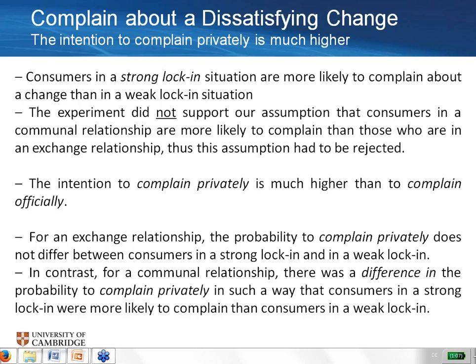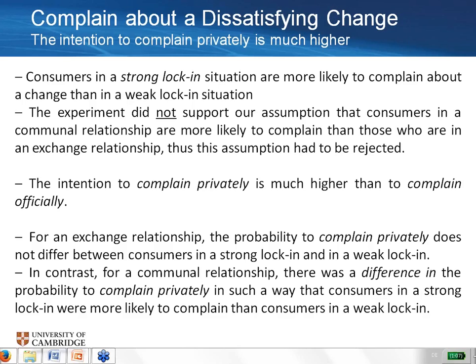Whereas in communal partnerships, we found that there is a difference between a strong lock-in situation and a weak lock-in situation. In particular, we found some evidence that consumers may even remain customers in a weak lock-in effect, even though they could just leave, because they trust that the business cares for their welfare. So they still trust the company.